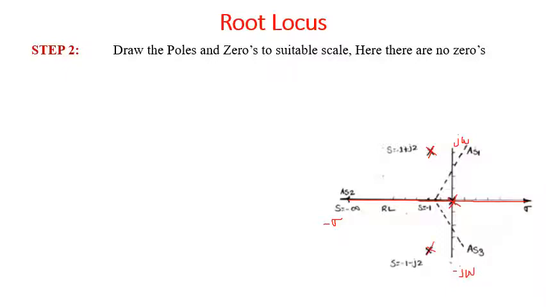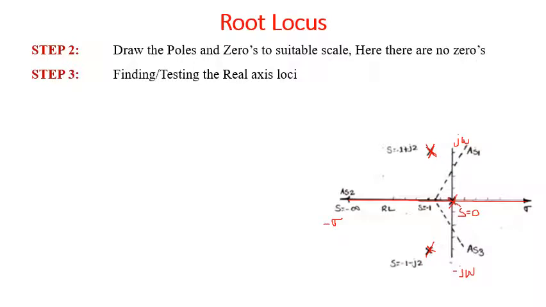So there are 3 poles. Locate this one. So 3 poles, and at all these poles, the value of k will be 0. Next, we have to find out the real axis line or a root locus line.